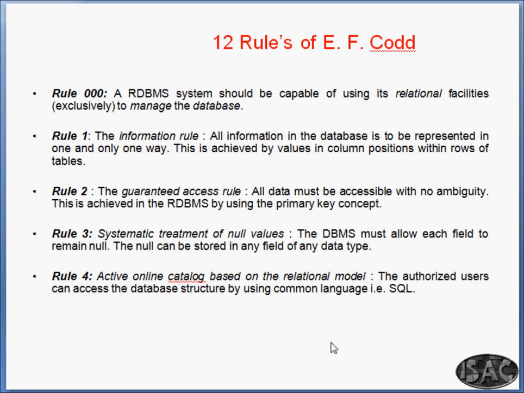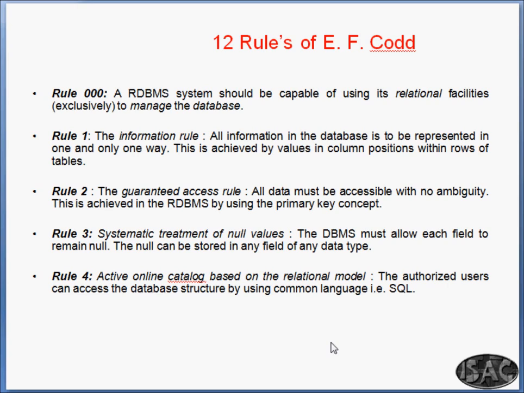Next, rule 1 is the information rule. All information in the database is to be represented in one and only one way. This is achieved by values in a column position within rows of tables. Next, that is rule 2, the guaranteed access rule. All data must be accessible with no ambiguity. This is achieved in the RDBMS by using the primary key concept.